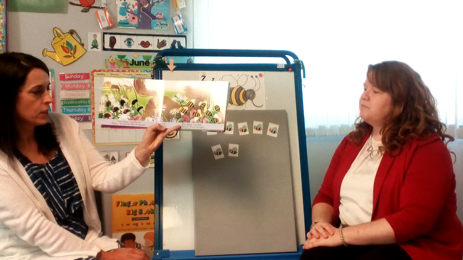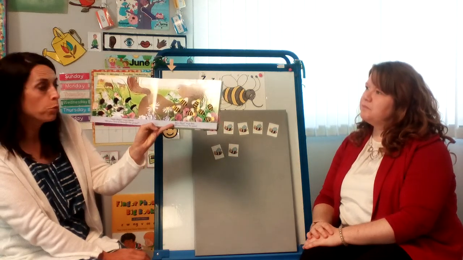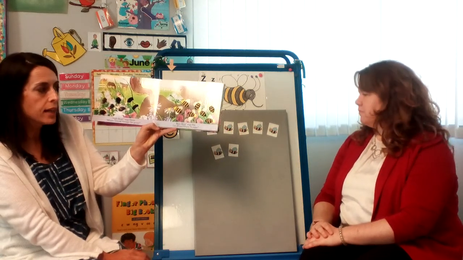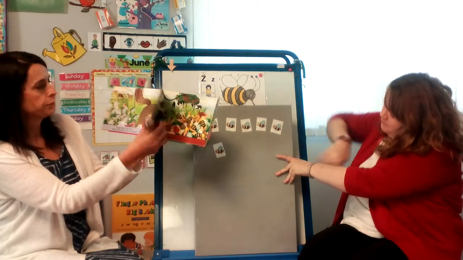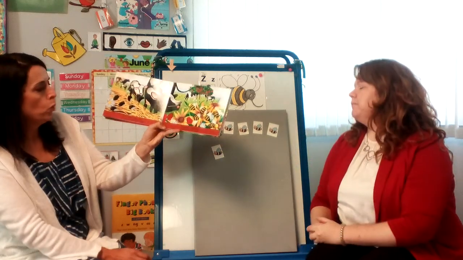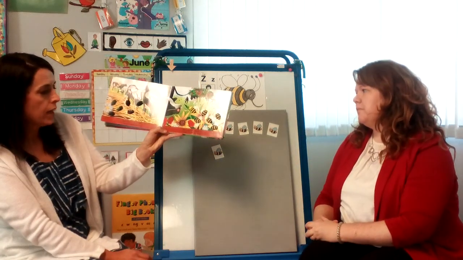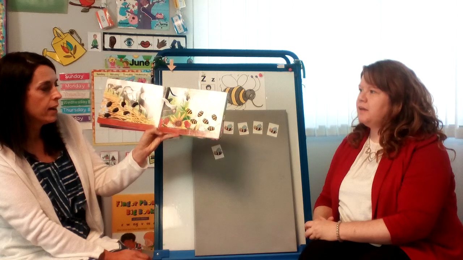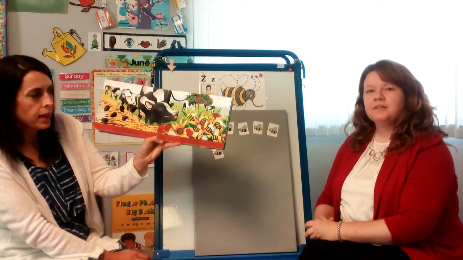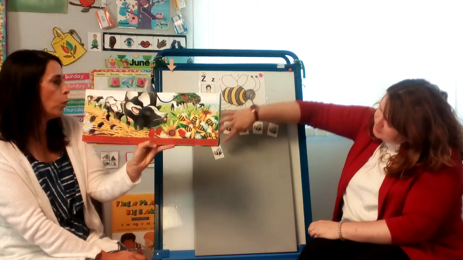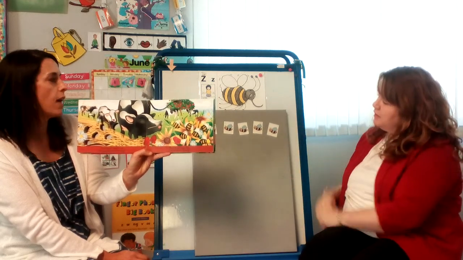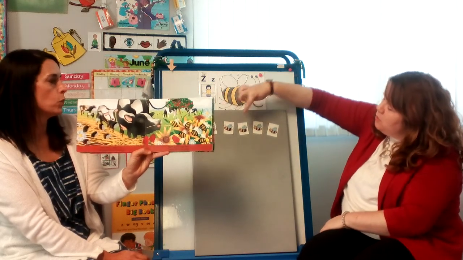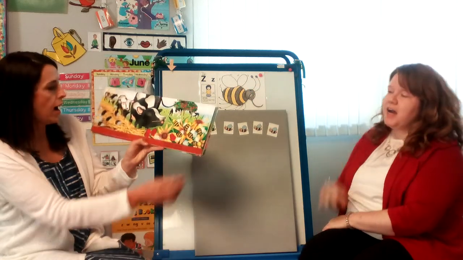Nay, nay, says the horse. Will you race me through the grass? Buzz, buzz, says bee. I'm afraid I'll have to pass. There goes another one. Moo, moo, says the cow. Can you join me in the hay? Buzz, buzz, says the bee. I must be on my way. There goes another. Let's count and see how many we have now. 1, 2, 3, 4, 5.